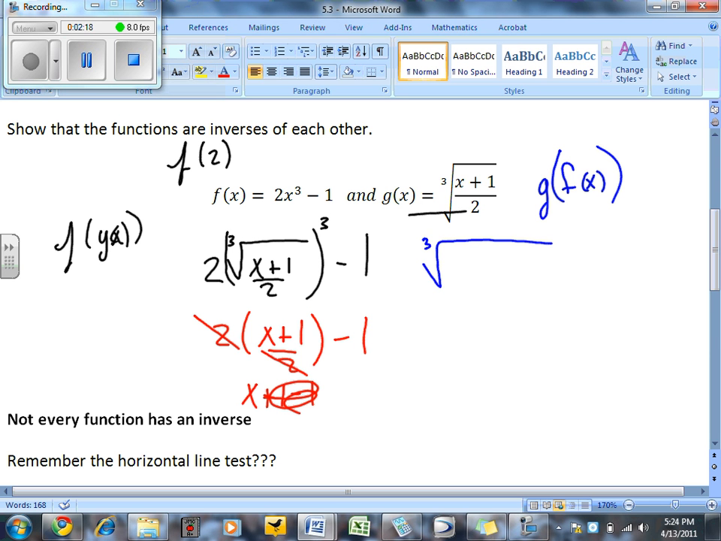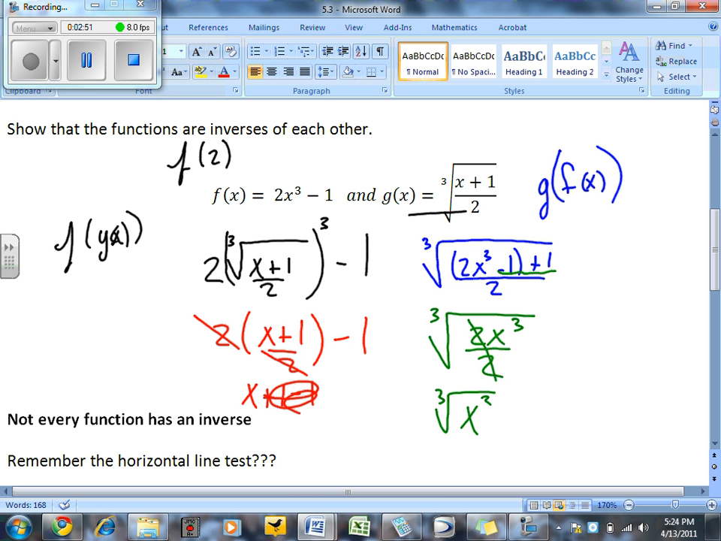So we get the cube root of (2x cubed minus 1 plus 1) all over 2. I didn't really need those parentheses, but anytime I substitute in, I always like parentheses. We can combine like terms: a negative 1 plus a 1 is just 0. So now I have the cube root of 2x cubed all over 2. We can cancel our 2's out, so now I have the cube root of x cubed, which is just going to equal x. So both f of g of x and g of f of x equal x, and therefore they are inverses of each other.